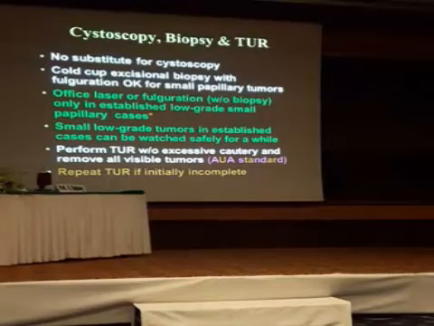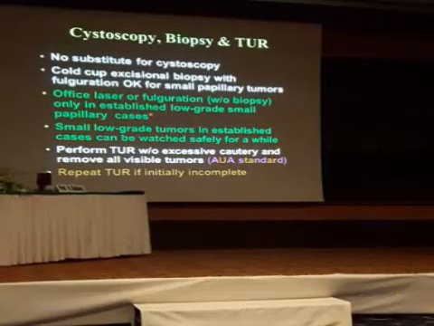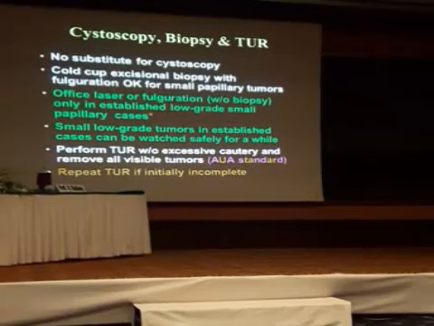So cystoscopy. Cystoscopy is the gold standard. There's no substitution for it. We're looking at new markers, but still there's no substitution for cystoscopy. Next, cold cup excisional biopsy with fulguration is okay for small tumors, just small tumors, that's it.